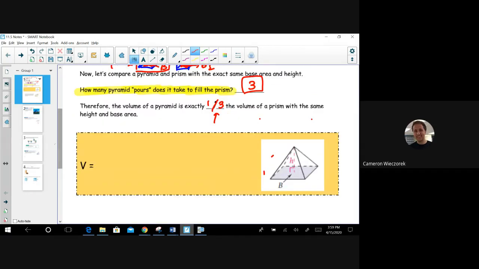Well, if the pyramid has 1/3 the volume of the prism, we already know the volume of the prism is the area of the base times the height. So for a pyramid, I need to put a 1/3 in front of that. It's 1/3 the base area, so like in this one, it'd be a square base, times the height, which remember is just the distance from the vertex down to the center of the polygon on the bottom. That's h.